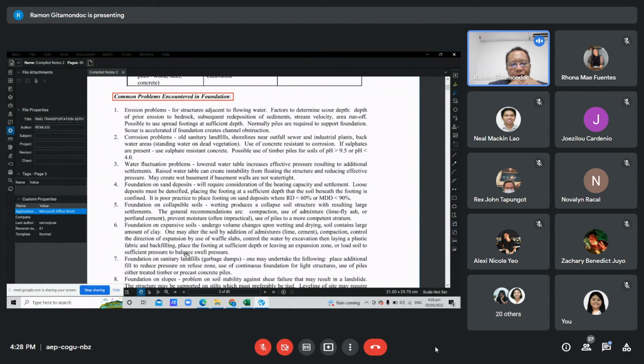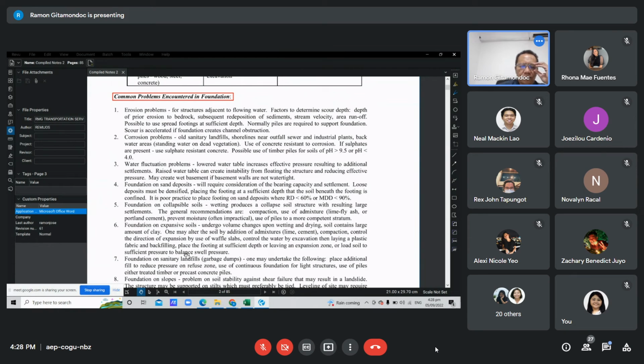These are soils which contain a large amount of clay. To solve this problem, one may alter the soil by addition of a mixture, like lime or cement, or you can do compaction, or use a waffle type foundation, which controls the direction of the expansion. Or we can also control the water by excavation, then laying a plastic fabric and backfilling. So place the footing at sufficient depth, or leave an expansion zone, or load the soil to sufficient pressure to balance the swell pressure. But again, this is a rather expensive solution because we have to make our footing thick.